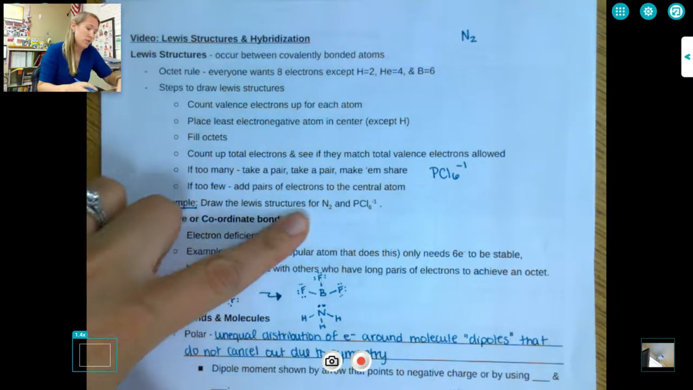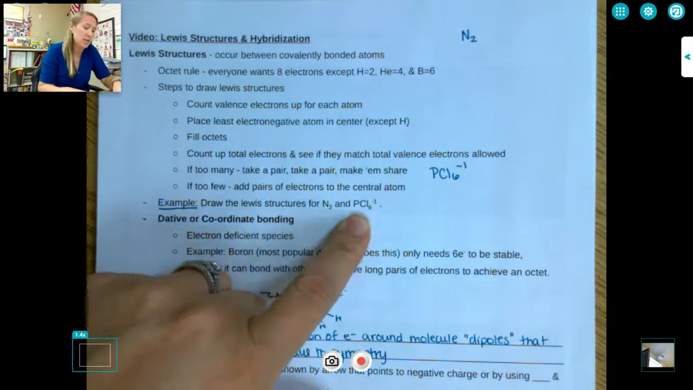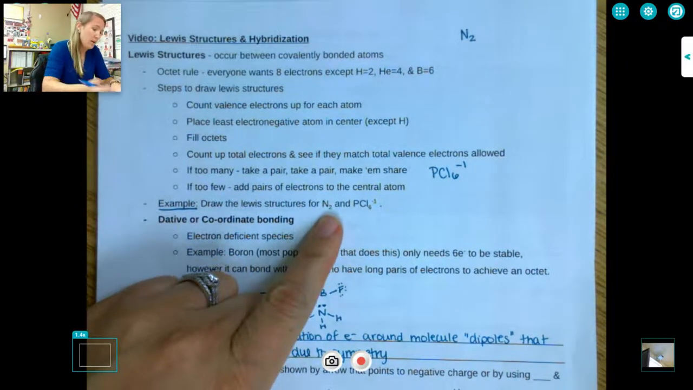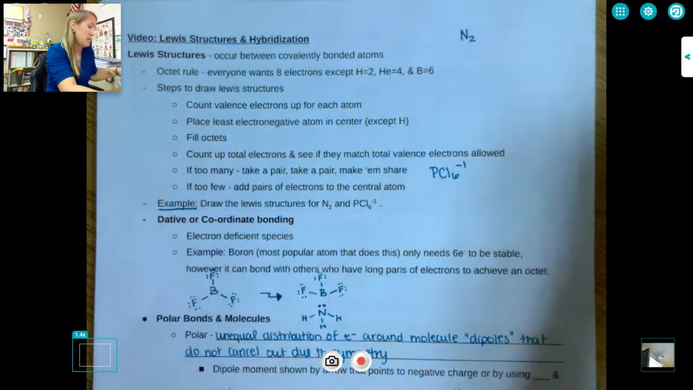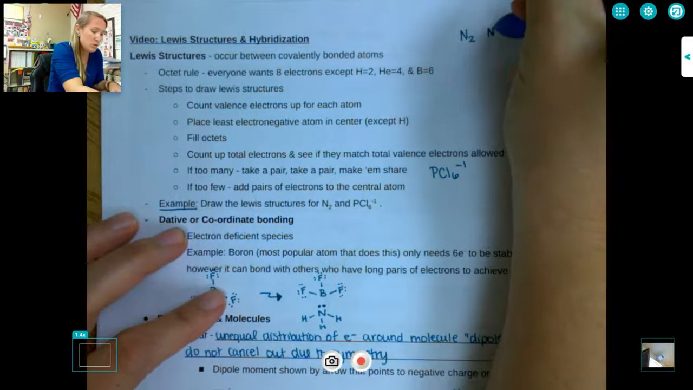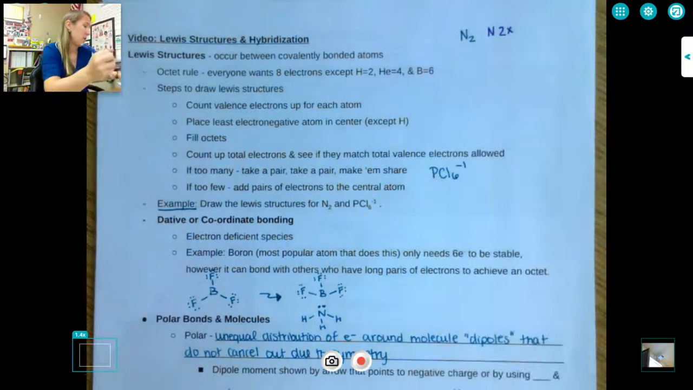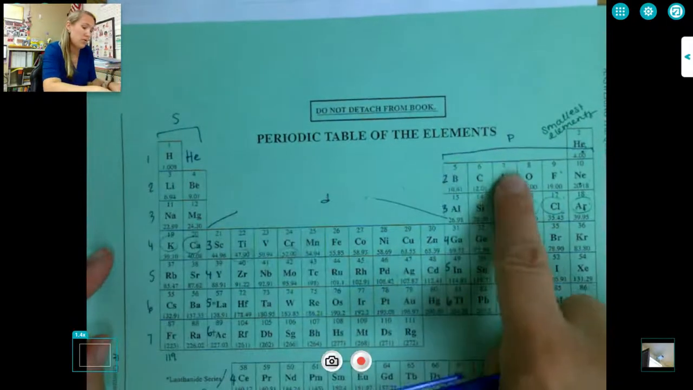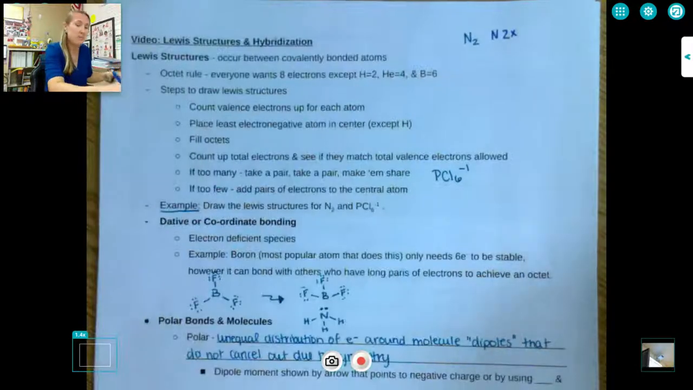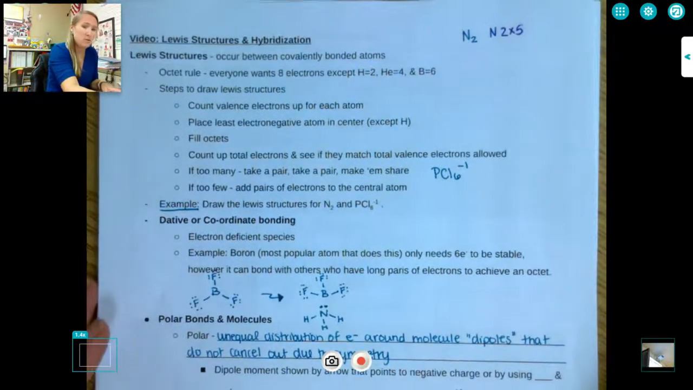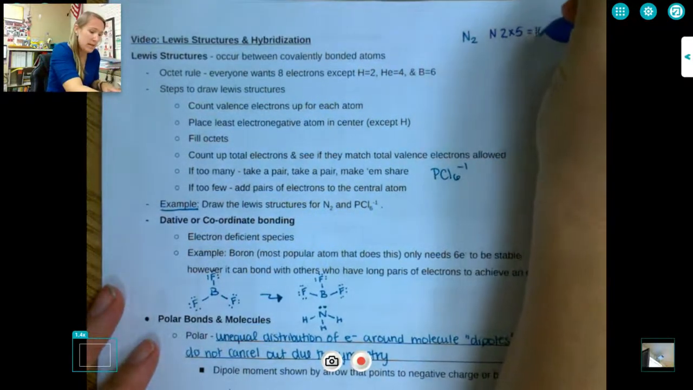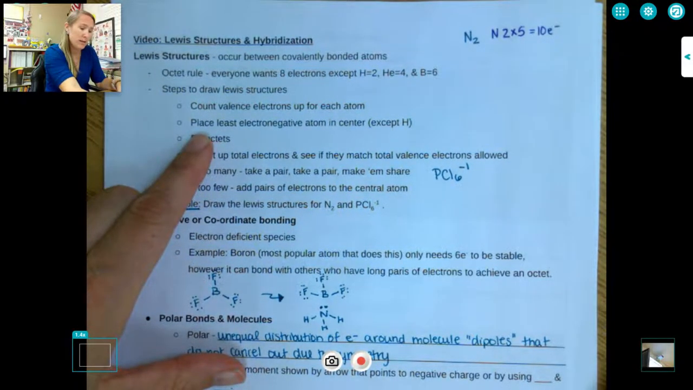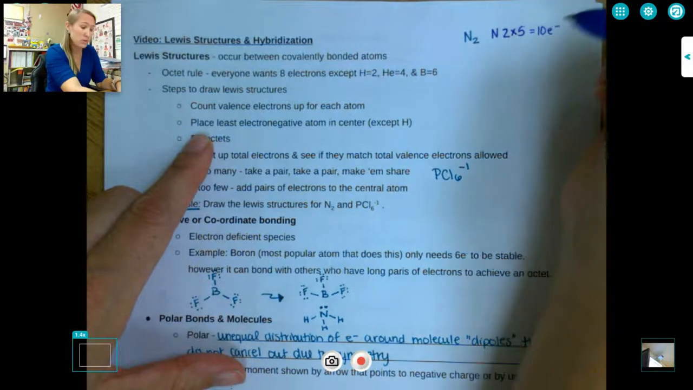So let's go ahead and draw Lewis structures for diatomic nitrogen and then PCl6 minus 1. First we need to count valence electrons. I have nitrogen and I have 2 of them. Each nitrogen has 1, 2, 3, 4, 5 valence electrons. So 2 times 5, there's nothing else here. So it gives me 10 electrons to play with. I put my least electronegative atom in the center. There's only 2, so there's no center.